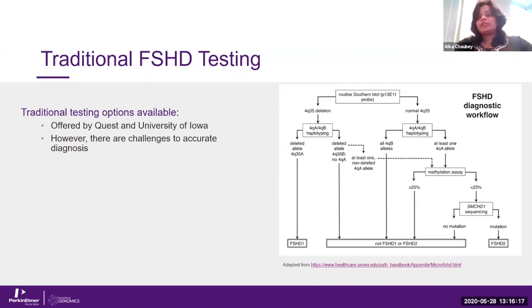Any other combination that you see in the middle, whether the hypomethylation is not there, the sequencing variant is not there, the 4QA allele is not there, will not lead to FSHD1 or FSHD2 phenotype.